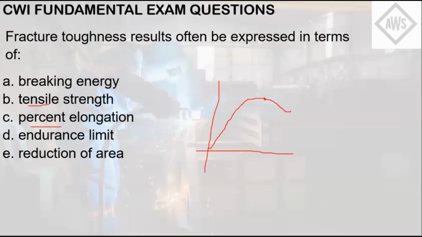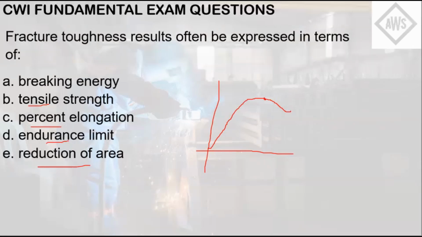Endurance limit is the stress level below which a material can theoretically withstand an infinite number of cycles without failure. So endurance limit pertains to the fatigue failure of the material. Reduction of area is the change in area when the material is subjected to tensile force. You can just imagine if you pull a material, its cross section will eventually be reduced in area.